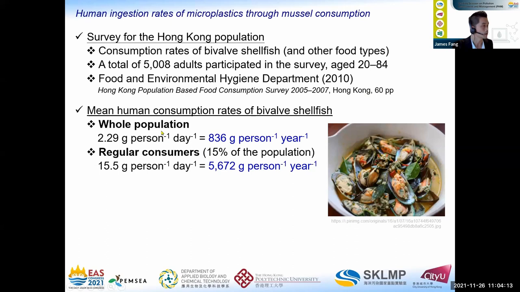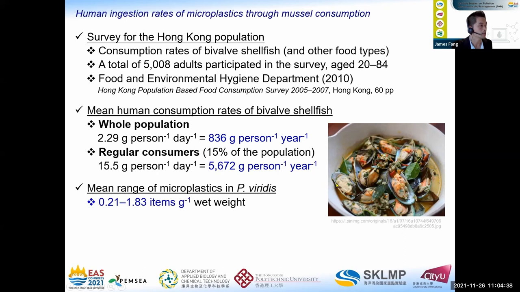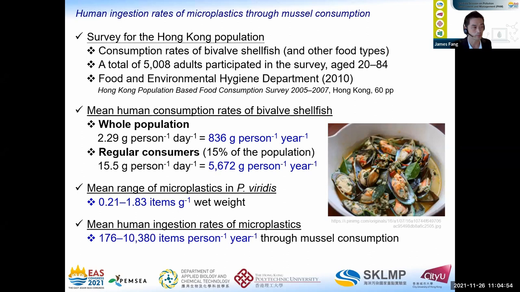Here's the data. The whole population average is around 800 grams per person per year. Within this whole population, 15% of them are regular consumers of seafood. They have a higher consumption rate of bivalve shellfish, around 5,600 grams per person per year. With this data and with the data of microplastic we collected from our study, we can calculate the human ingestion rate of microplastic through consumption of mussel. Here is the data, a simple calculation, multiplied by this and that. Now we have the number of the human ingestion rate.